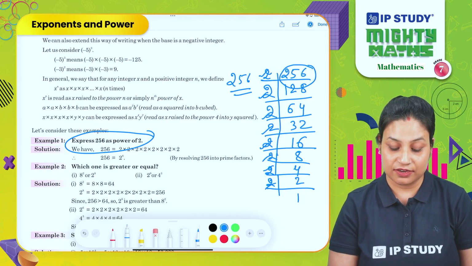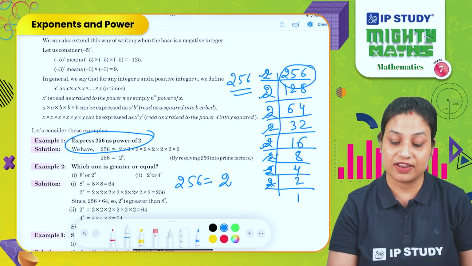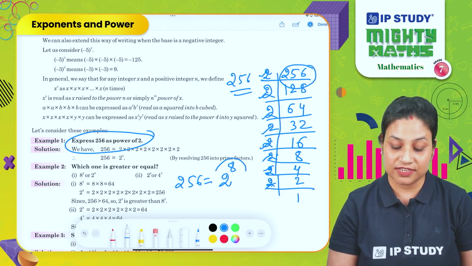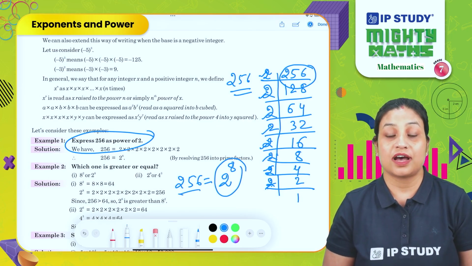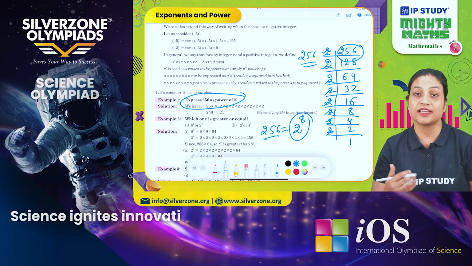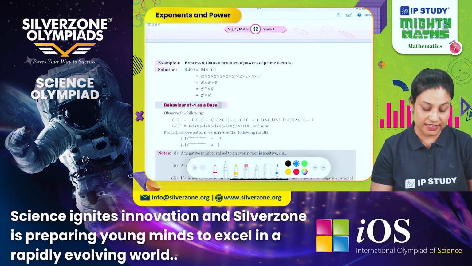It implies 256 can be written in the form of 2 raised to the power of, how many times have we counted? 1, 2, 3, 4, 5, 6, 7, 8. So 2 raised to the power of 8, right? So this is called the exponential form of 256. I hope you have understood how to express any number in terms of its exponents. Now let's move further and see what is next.